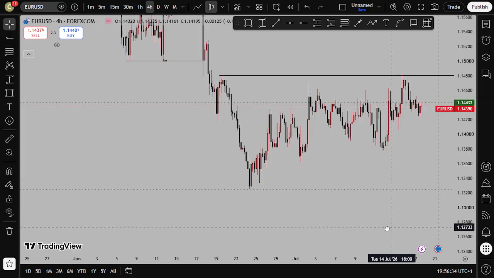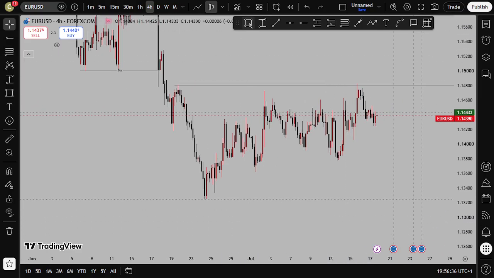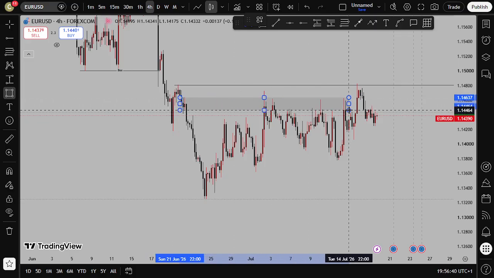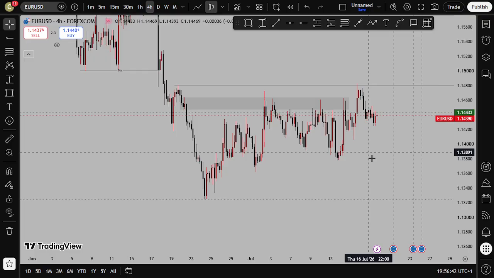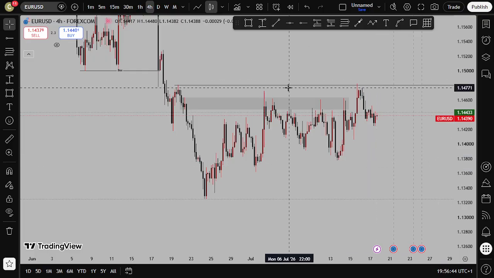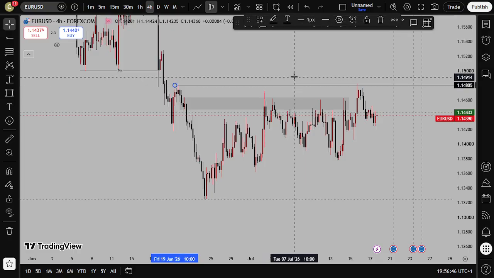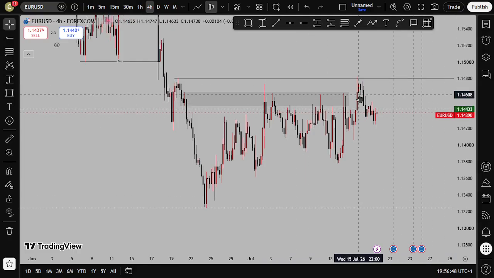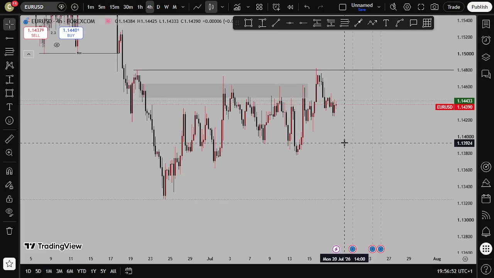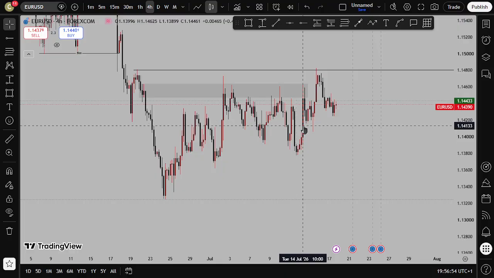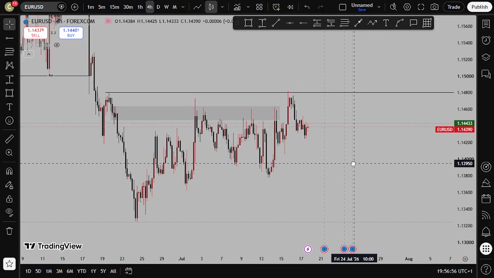You notice that price has been consolidating. Here is our supply. Price has been consolidating around the supply. This was our invalidation point. So after taking liquidity, price went to this side. But as you can see, we are consolidating, so I'm not sure yet on where it is going.